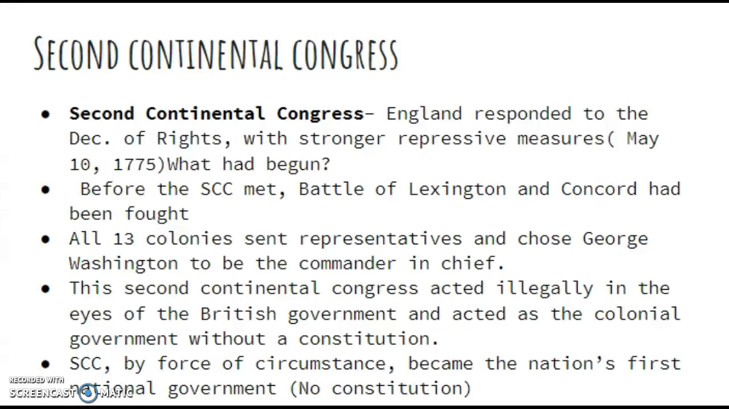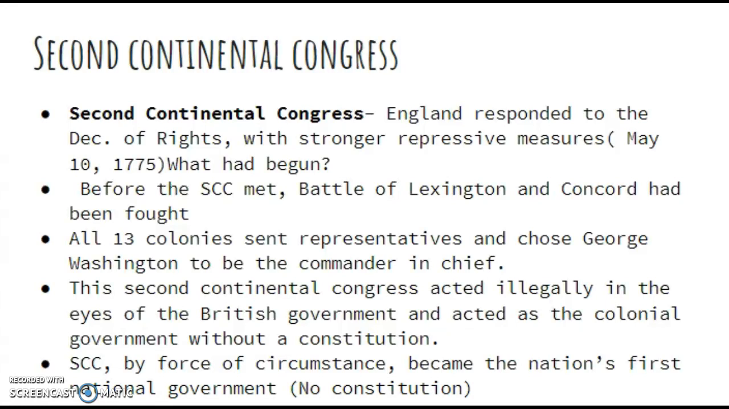All right, Second Continental Congress. England responded to the Declaration of Rights with stronger repressive measures. May 10th, 1775. What had begun? If you thought American Revolution, you are correct. Before the Second Continental Congress met, the Battle of Lexington and Concord had been fought. All 13 colonies had sent representatives and chose George Washington to be the commander-in-chief.